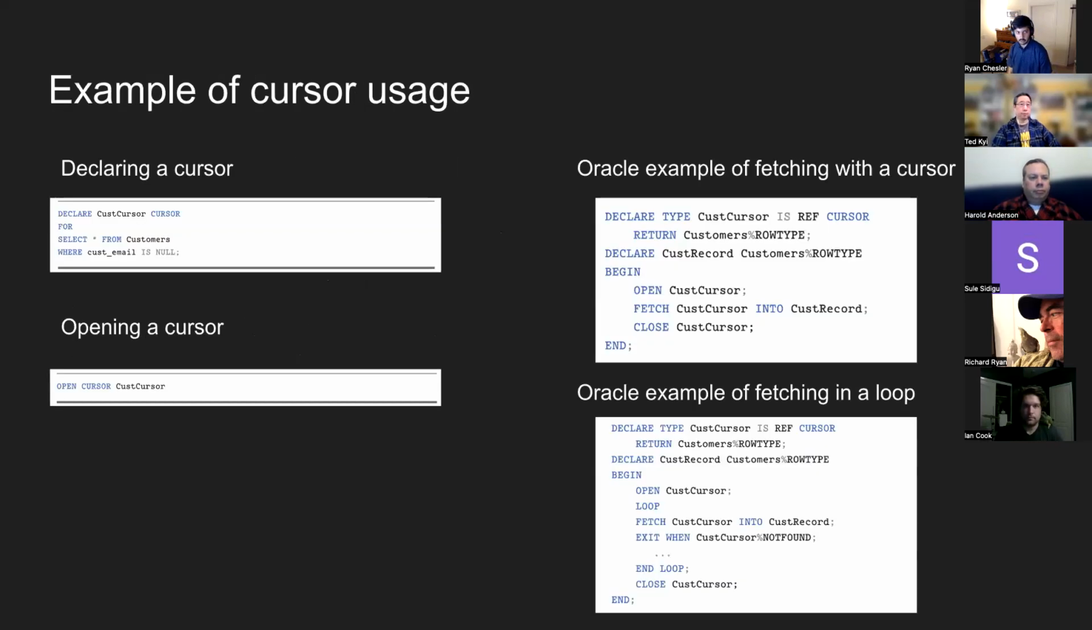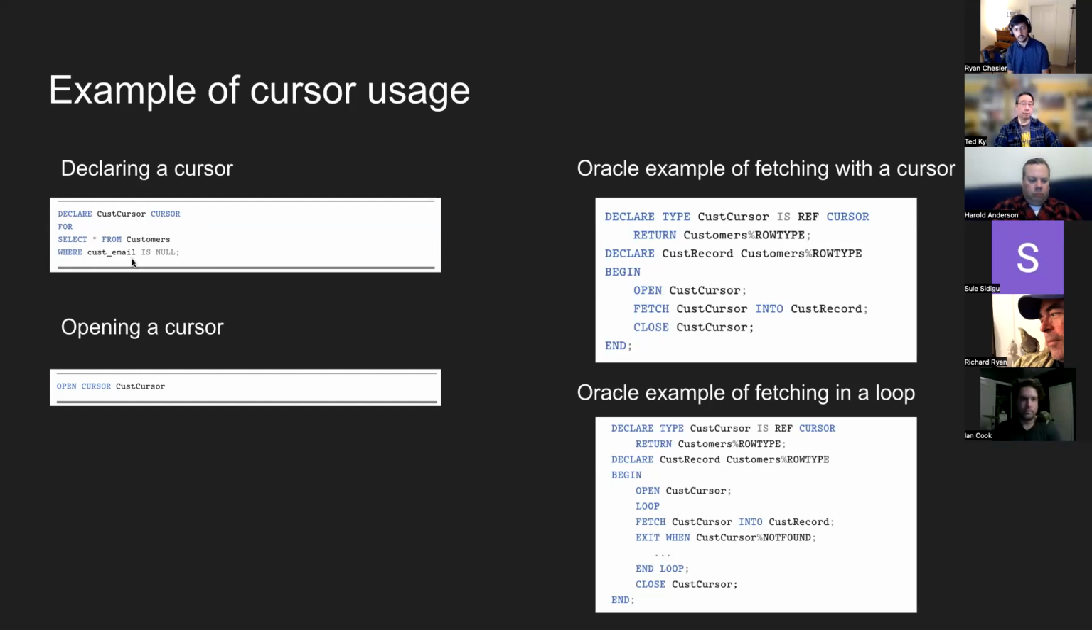So just an example of declaring a cursor, you can see up in the top left, it's just saying declare cursor with this name. So in this case, it's customer cursor. And then you say cursor for, and then it's for this statement. So you can put kind of anything there. So in this case, they're doing select star from customers where the customer email is null. So this is declaring the cursor as this statement basically.